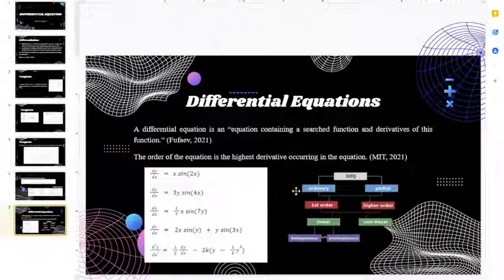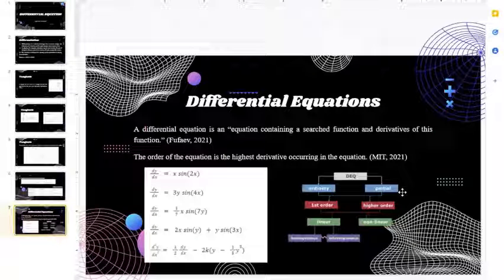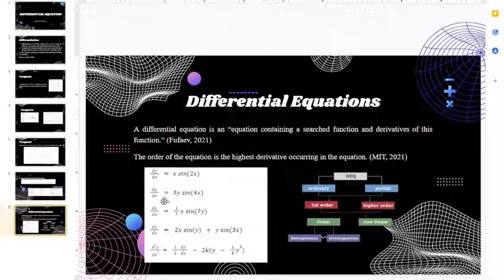and the order is different from highest to lowest, and they're classified into different categories, that is ordinary and partial. For ordinary, there are functions that are ordinarily derived, while for partial, they are partially derived due to their elements. They can be classified under first and higher. They can be linear or nonlinear. However, only linear equations are homogeneous or inhomogeneous. These are examples of differential equations.